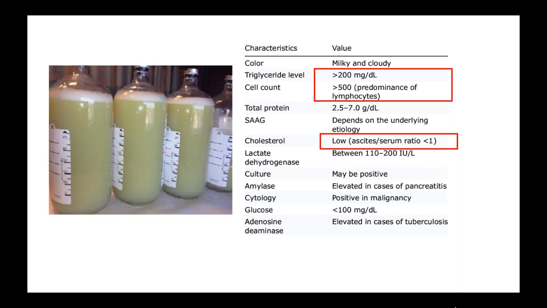So this is the picture of a chylous fluid, which has been taken out from the peritoneal cavity. It looks typically yellowish milky. The characteristic is that the triglyceride level will be high. The cell count will also be high, but it will be predominantly lymphocytes. If the cell count is high with neutrophils in a cloudy ascites, then don't think of chylous ascites, think of peritonitis. So this is how you differentiate between chylous ascites and ascites due to peritonitis. High triglycerides and high lymphocyte counts.